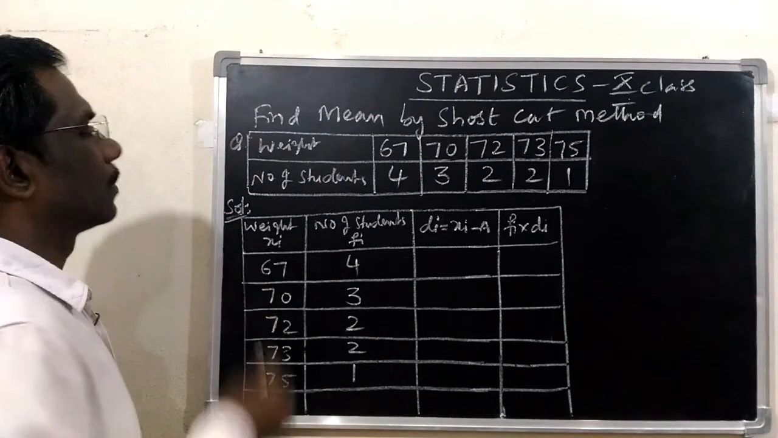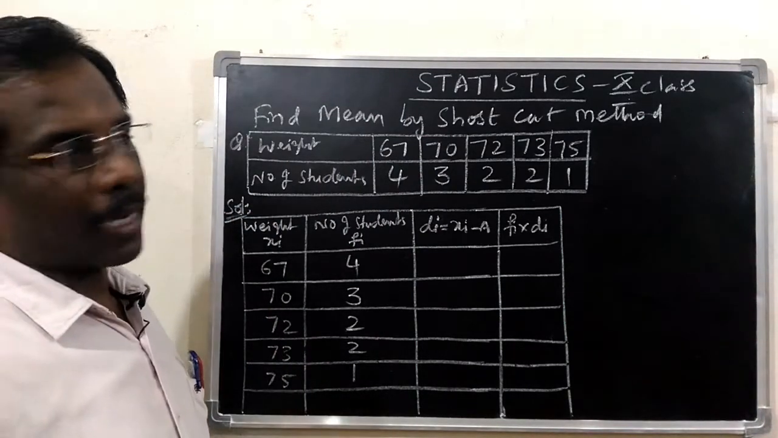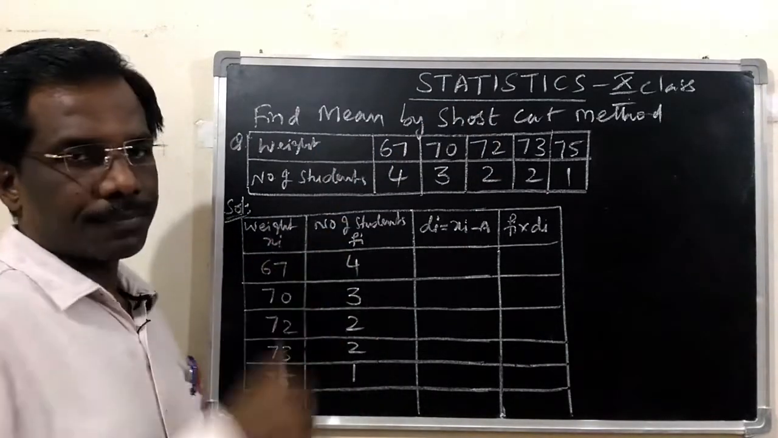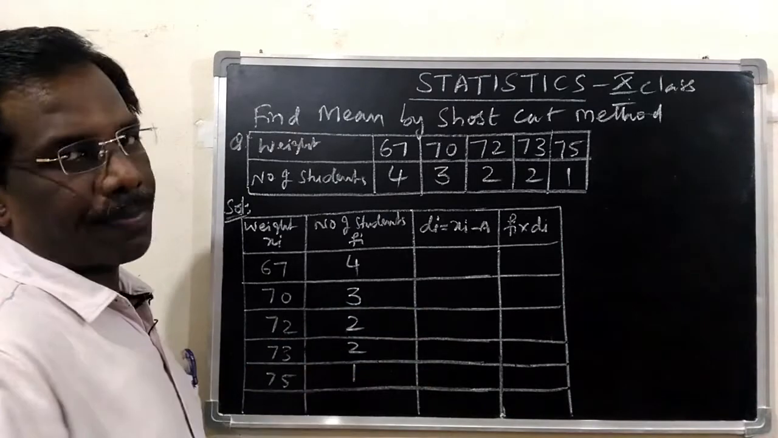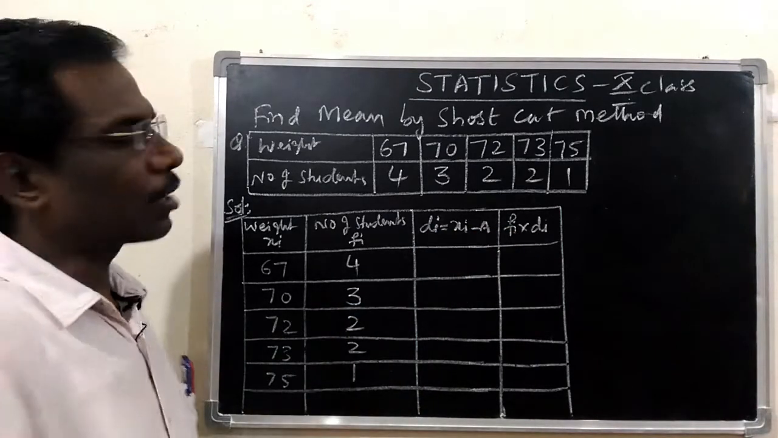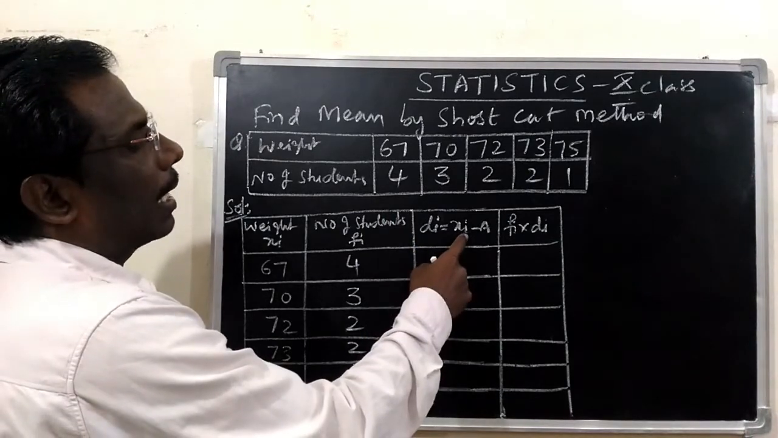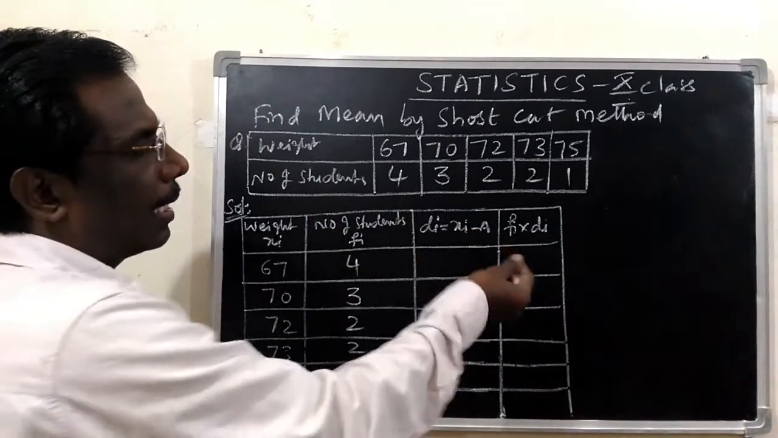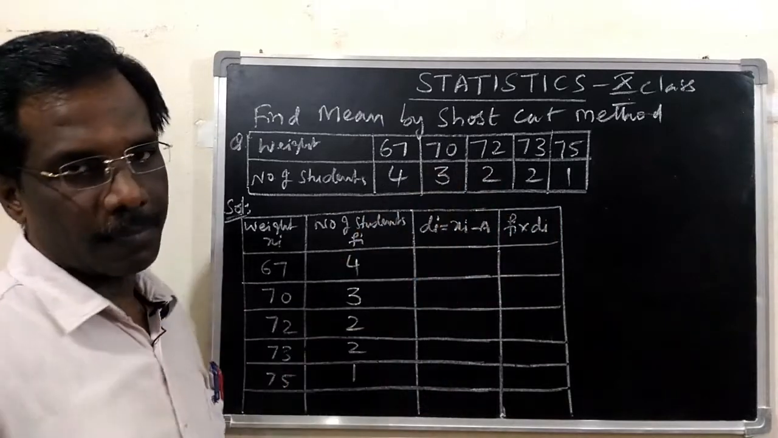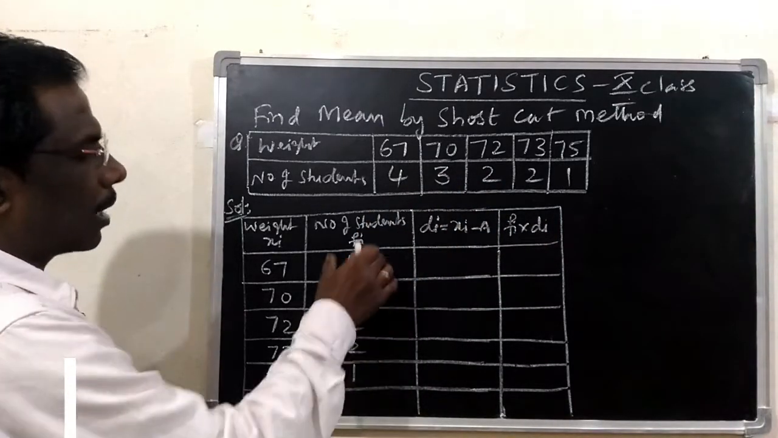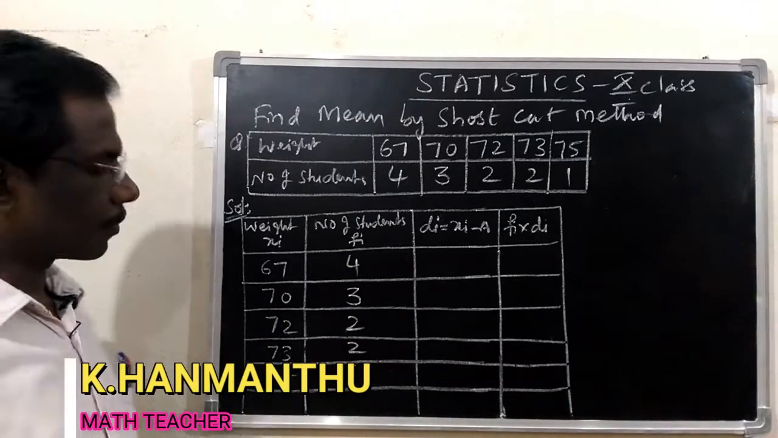Solution. In the solution I am writing the horizontal columns vertically and I prepare two extra columns. That is di, which we get by xi minus a, and the next column is fi into di. Okay, so first we will total the frequency values.